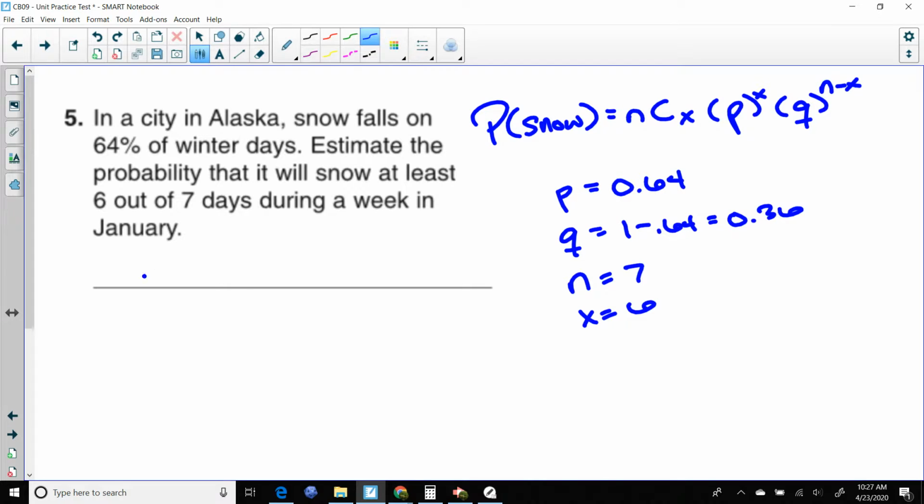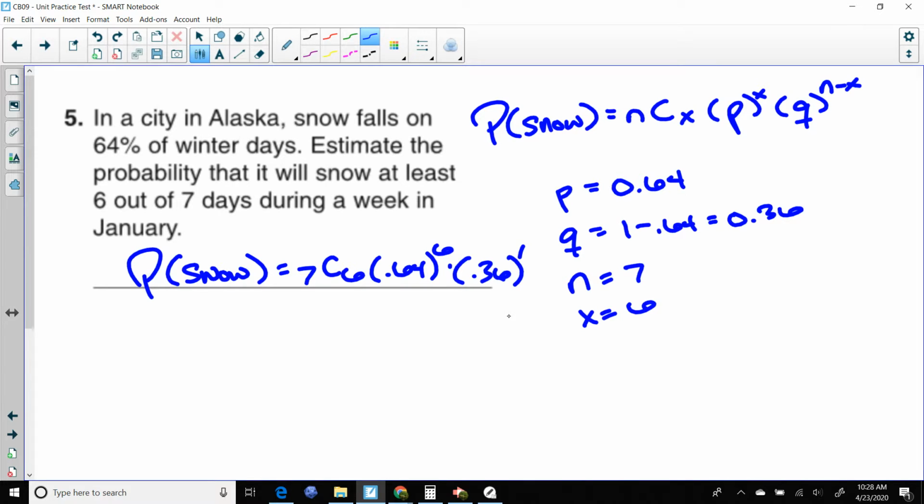The probability that it's going to snow 6 out of 7 days in the week is going to be 7 combination 6, times the success rate of 0.64 to the number of successes, which is 6 snowy days, times the failure rate, which is 0.36 to the number of failures, just 1. Now, real quick note, anything to the power of 1 is itself, so 0.36 to the power of 1 is just going to be 0.36. However, we'll still do the math.